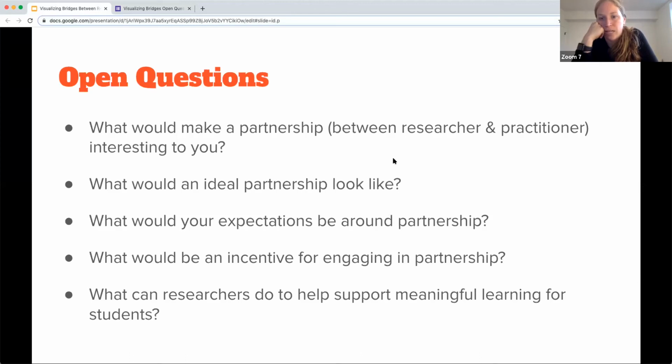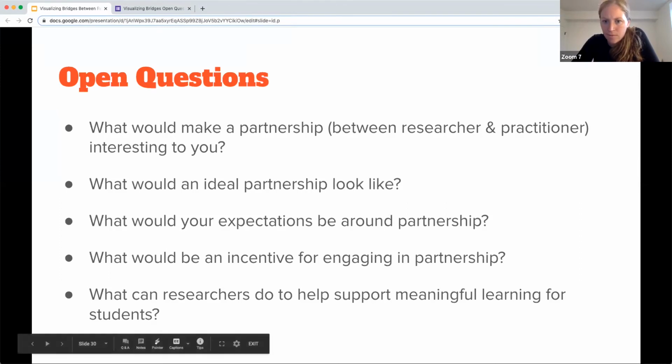So what do you think? What would an ideal partnership look like? Any thoughts?